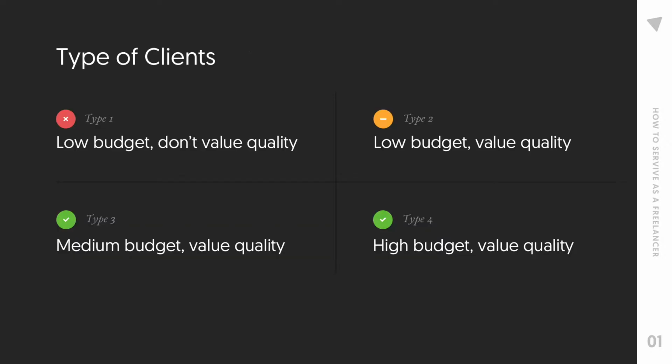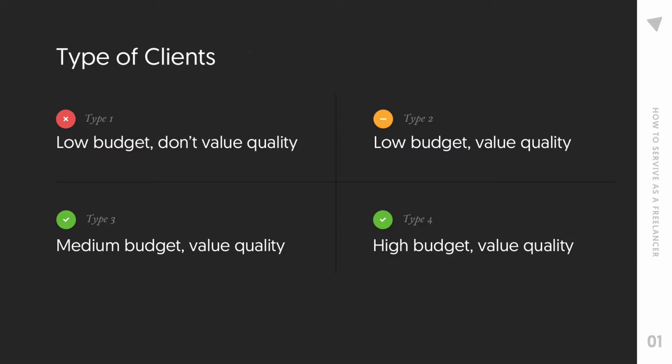The very first point is the type of clients. As you can see in the slide, there are 4 types of clients that you will be working with. The first type is the low budget clients who don't value quality. I'm not going to go too deep into each type, but I'll tell you which ones you should work with and which you should not. Type 1 is definitely the type that you don't want to work with.